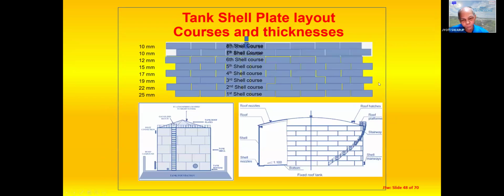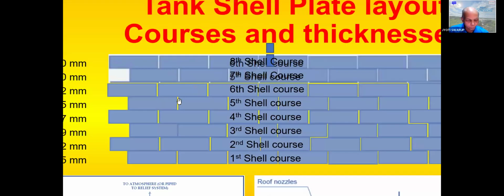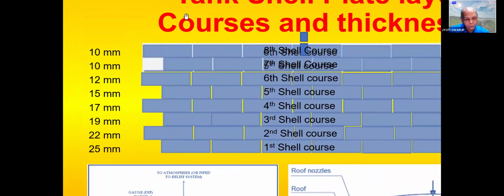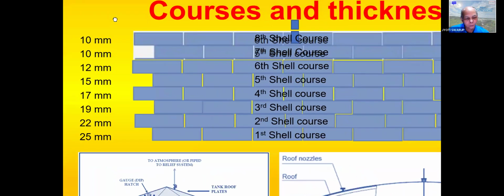Now this is how the plate will look. If you take the shell plate, this is how it will be organized when you want to join it. If you open a shell course and lay it flat, this is how it will look. And you can see the bottom course of the shell plate will be the highest thickness, and the top course will be the lowest thickness among the two.